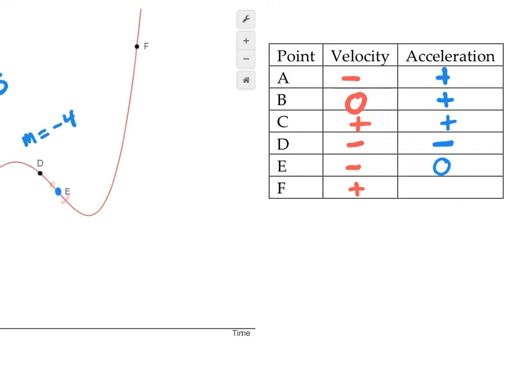Okay, I have one point left to talk about, which is point F, and I want to look slightly to the left and slightly to the right. So I have a steep positive slope. It's really hard to actually see this, but I actually have an even steeper slope as I move to the right. So that means my velocities are increasing and my acceleration is positive. So go ahead and look at the next page and we will be able to check our work.